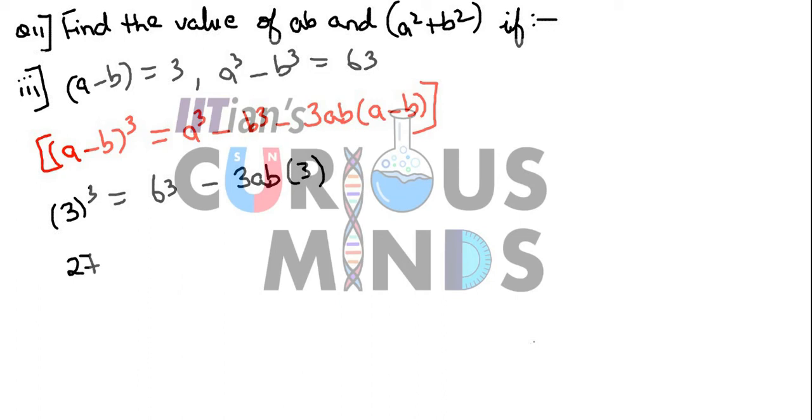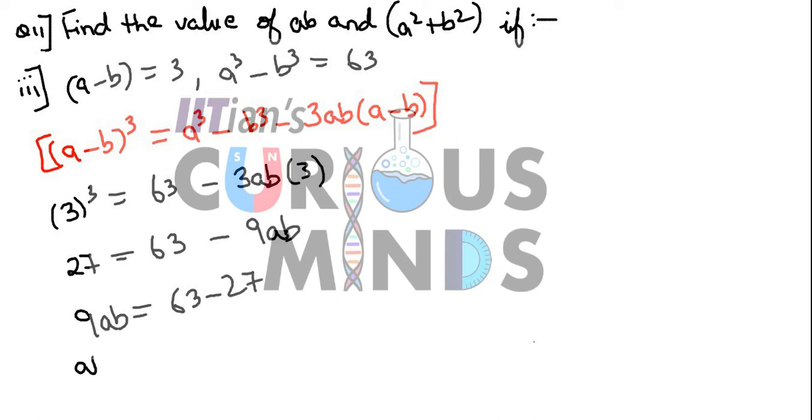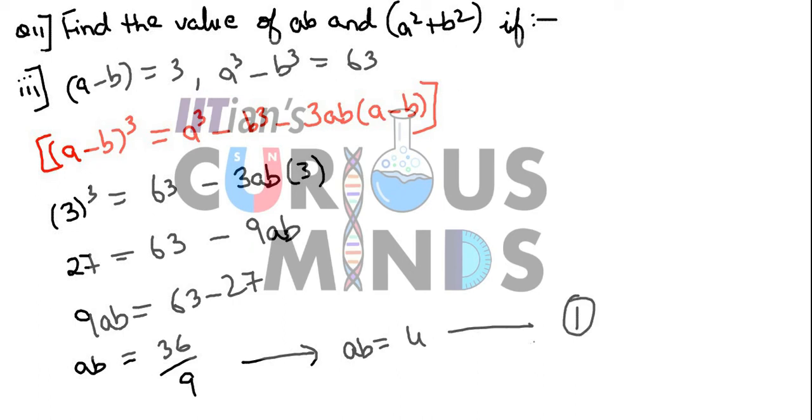Therefore 27 is equal to 63 minus 9AB. Therefore 9AB is equal to 63 minus 27. Therefore AB is equal to 36 upon 9, and therefore AB is equal to 4, which is my equation number 1.